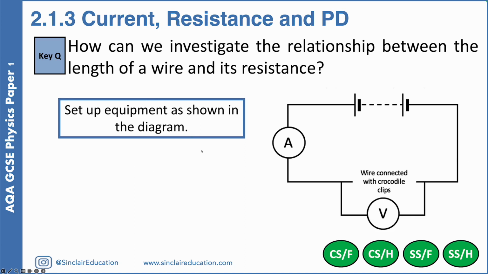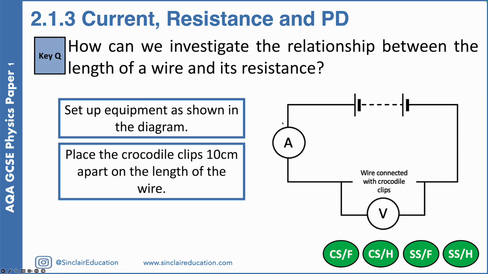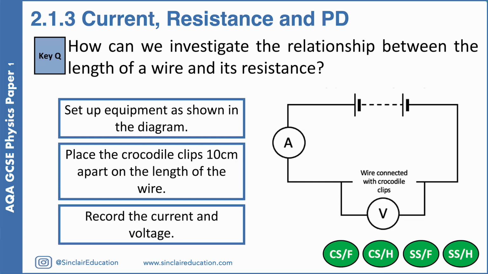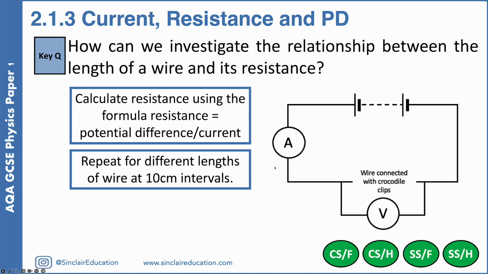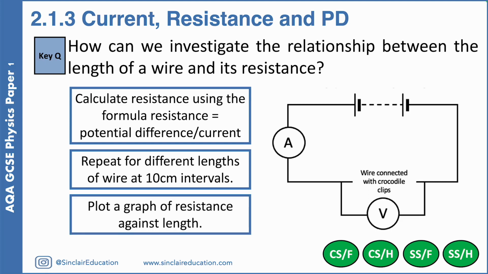So we'll set up our diagram as shown, and if we're doing our length of wire, we get our length of wire and place crocodile clips 10 centimeters apart. And what we then do is we record the current and the voltage that we actually have within that circuit. And we can use that to find our resistance. What you then do is you repeat this for at least 5 different lengths, finding current and voltage each time. And what you should be able to do is then plot a graph of resistance against length.